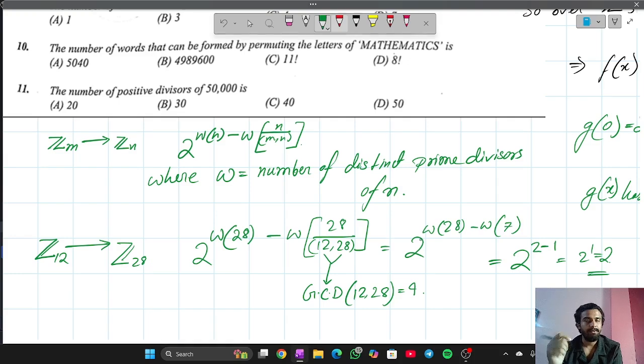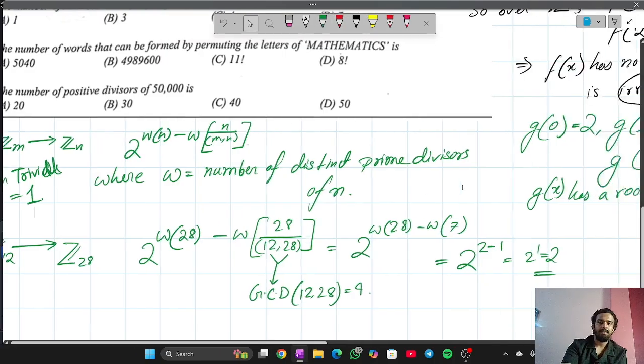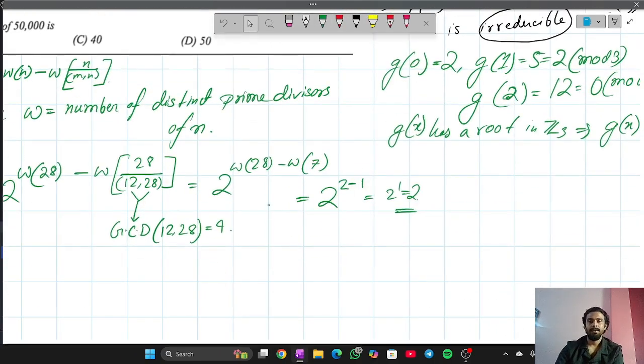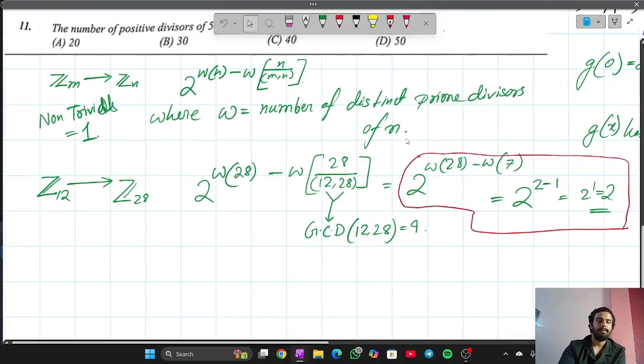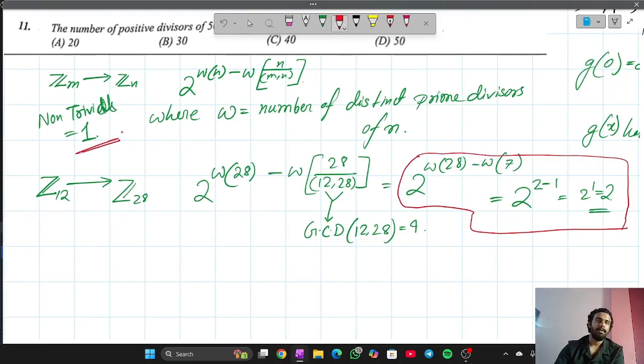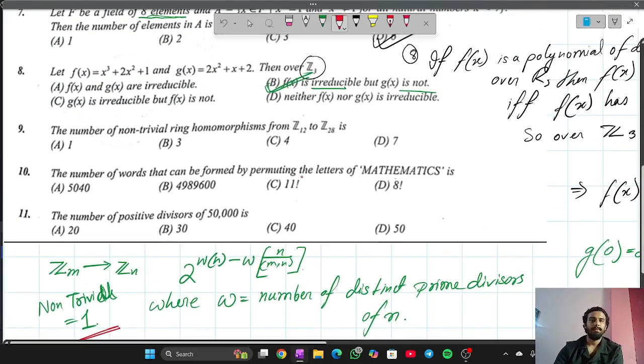So if I have to find out the non-trivial ones, it will be 1, because I have found that the number of homomorphisms here is 2 from this formula. If I have to find the non-trivial one, it will be just 1. Okay, so the answer for the non-trivial homomorphisms is A, that is 1.